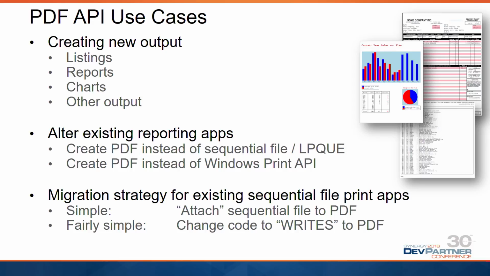So instead of maybe the print API, or instead of even the more traditional type of reporting where you're maybe outputting a sequential file and then LP queuing it, that kind of thing. I've done things in the API so that you can literally swap out your write to a sequential file with a similar statement that goes directly to the PDF. I've also built in a mechanism where if you do have existing programs that produce sequential output that then gets printed, there's also a mechanism in the PDF API to just essentially attach that text file, and it reads it and loads it straight into a PDF. So there are some ways you can get up and running rather quickly with this thing.